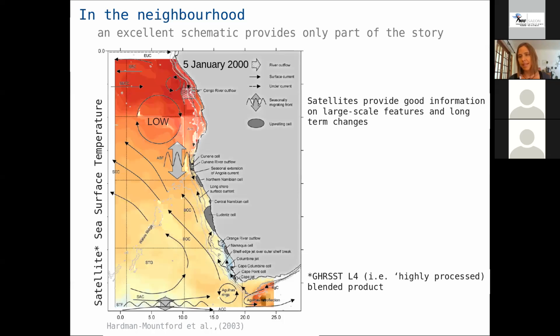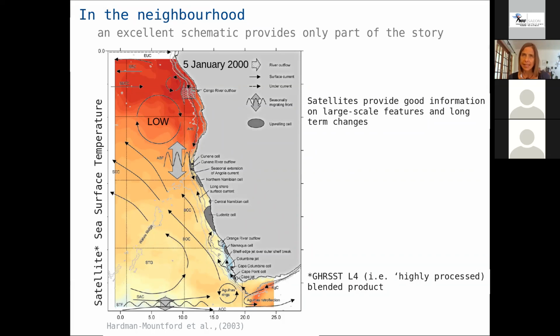So the beauty of satellite information is that they provided large swaths of information at a regular interval. So we could have a much better understanding of the change within the system, but also how these large scale features move and how far they extend offshore.